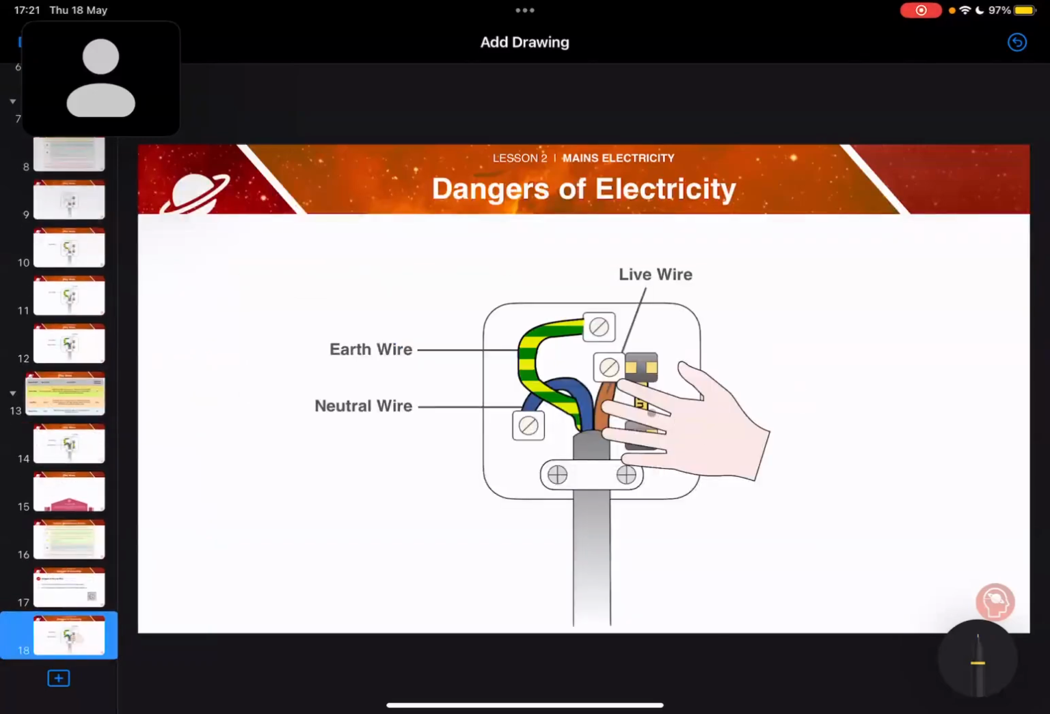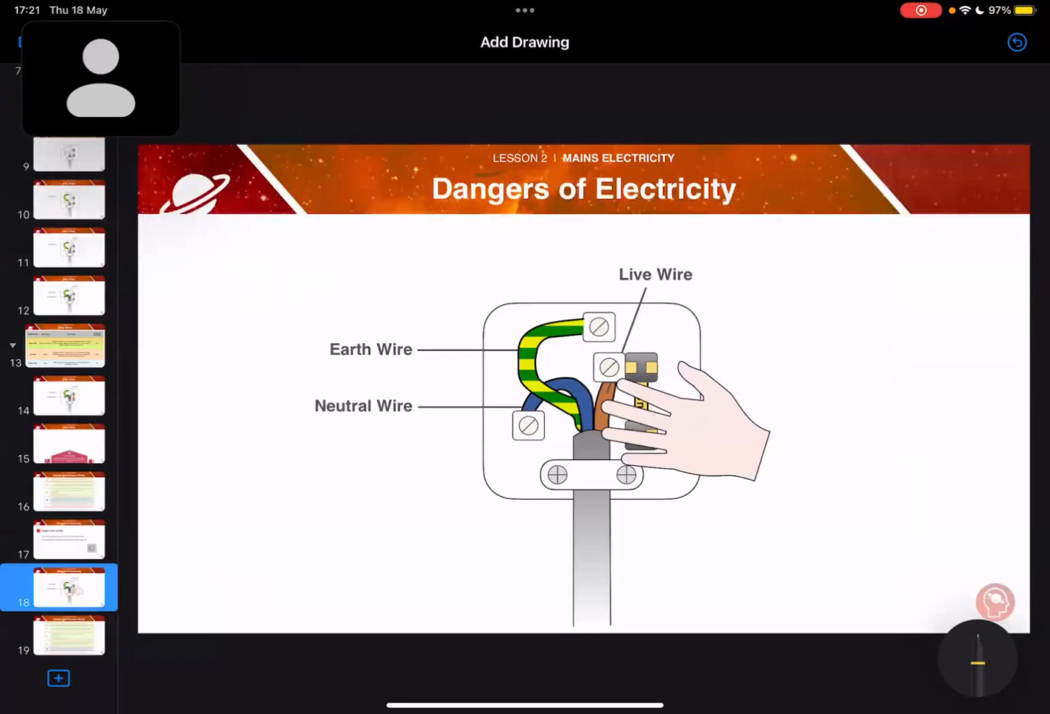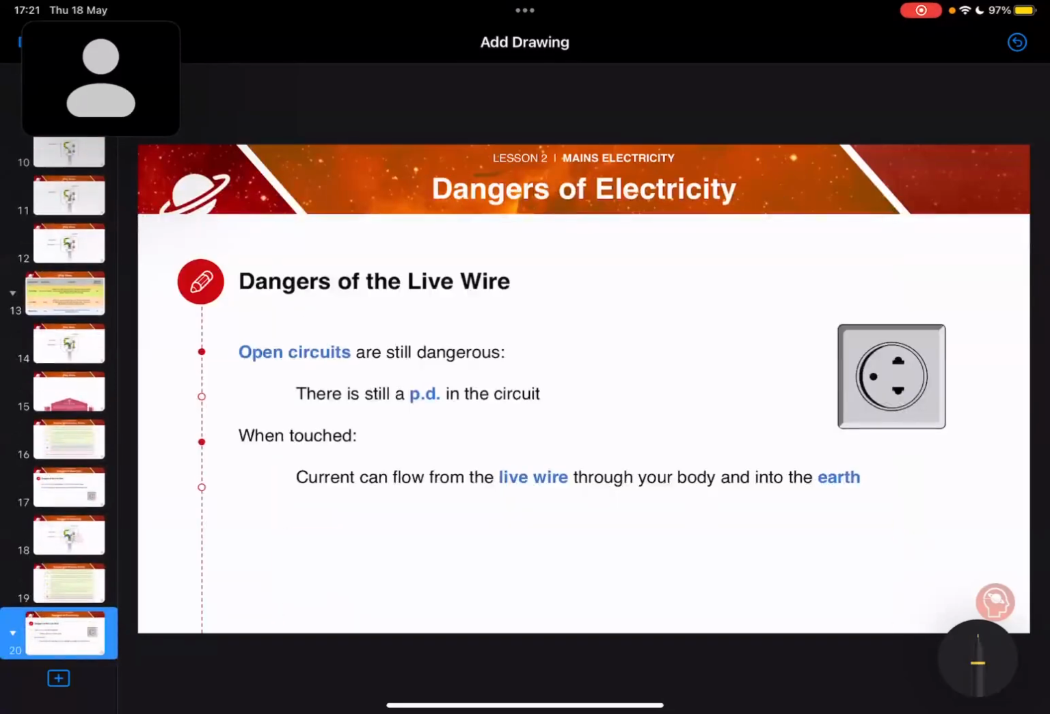So accidentally, if you touch the live wire, bad things are going to happen. Okay. So open circuits are dangerous. An open circuit means that if your neutral wire is broken, let's say, the circuit is not complete, and that is going to be dangerous if you touch it. And why that's the case is because there is some potential difference in that circuit still.